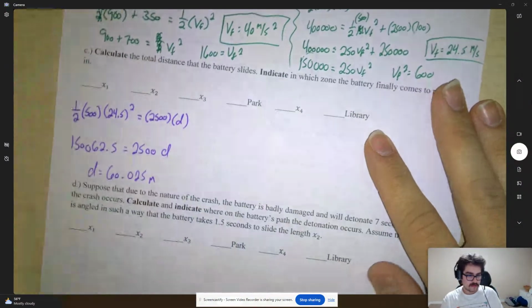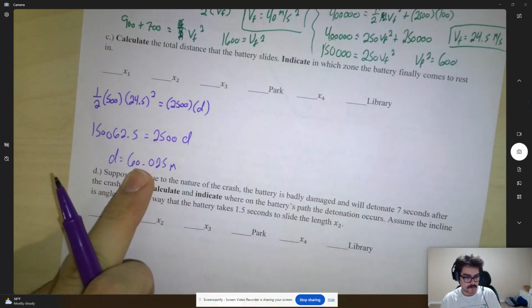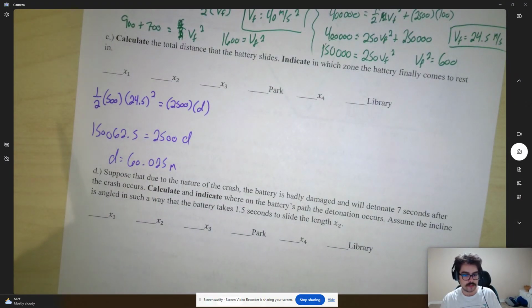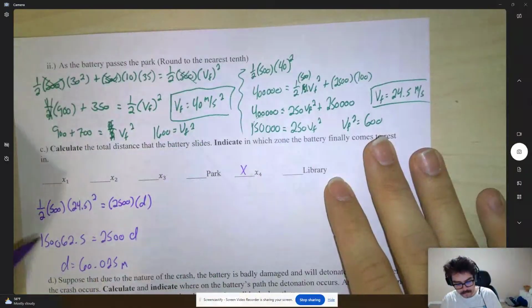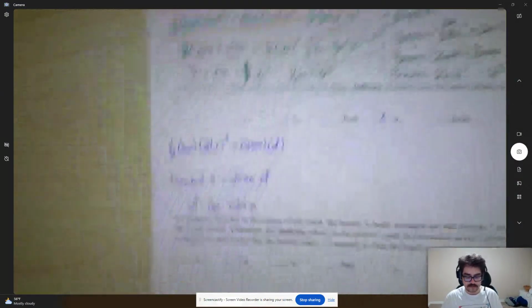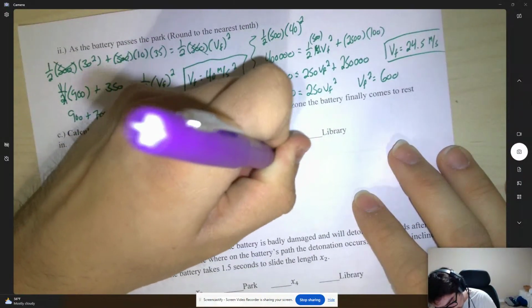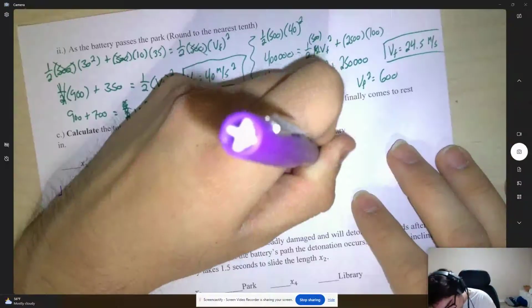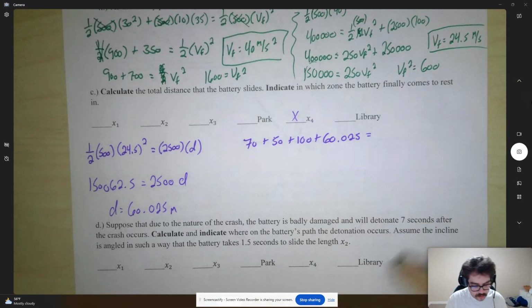This says that the battery is going to travel a distance of 60.025 meters past the park, which is not enough to get it to the library. So it's going to stop actually in X4. But the total distance is going to have to be 70 plus 50 plus 100 plus the 60.025. So 70 plus 50 plus 100 plus 60.025, and I get about 280.